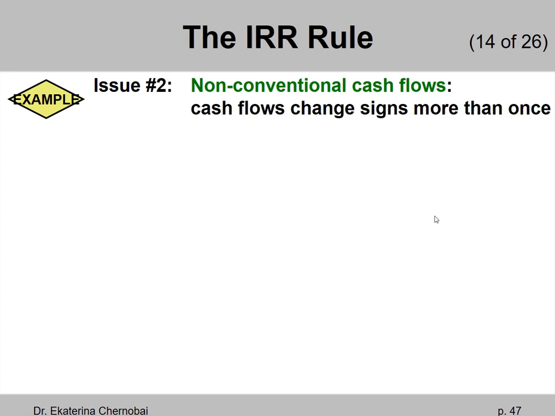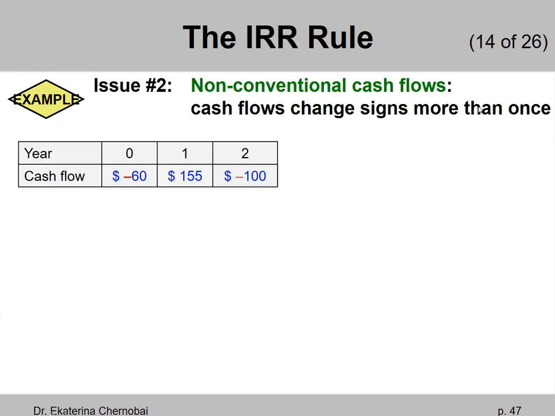Let's look at the second issue with the internal rate of return approach. This is another example of non-conventional cash flows in a project. And what's going on here is cash flows change signs more than once. So think about the following example. It's a 2-year project. In year 0, you invest $60. In year 1, you receive $155.